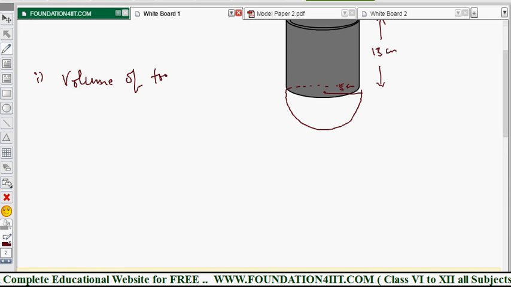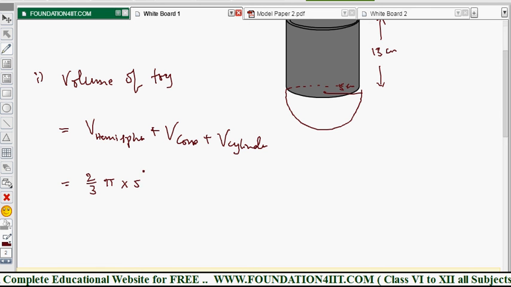So volume of toy is equal to volume of hemisphere plus volume of cone plus again volume of the cylinder. This is all we need to add. So volume of hemisphere is 2 by 3 pi r cube, right? So directly I am writing the solution here. 2 by 3 pi r cube, r square, 5 square into 5. One more 5 I took. Next step and cancel.